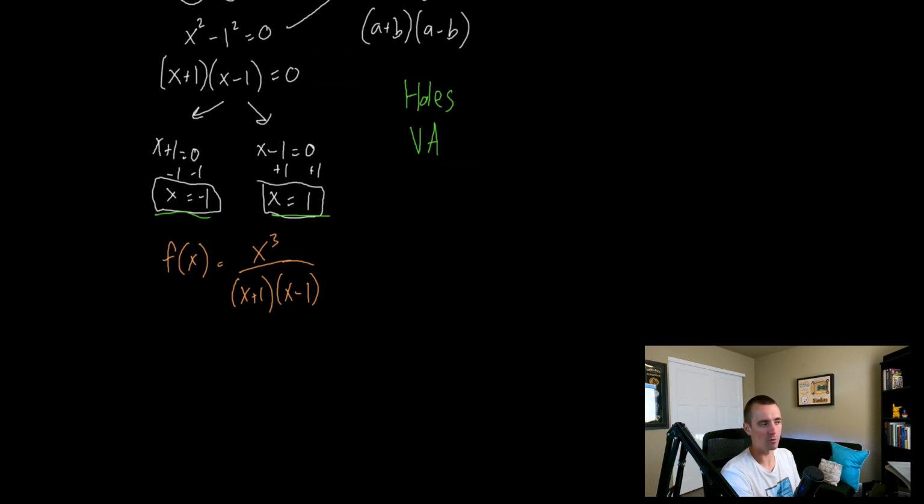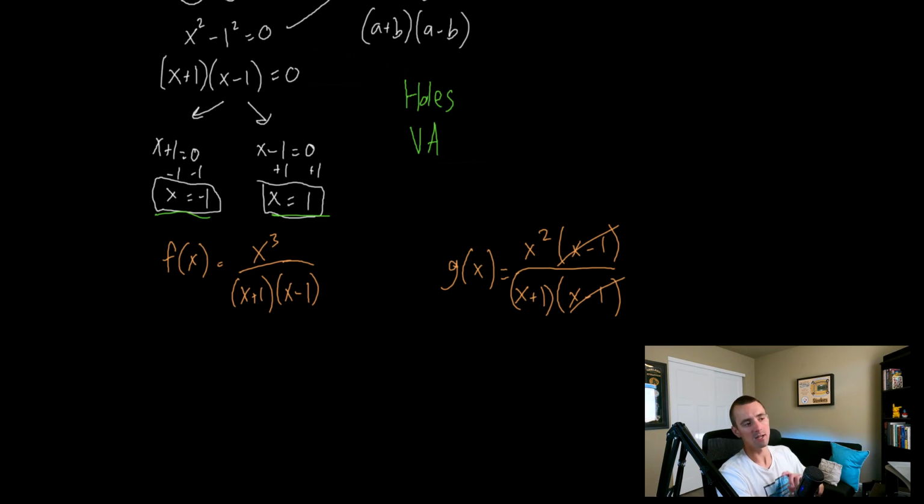Let me give you an example of one that would. Let's say we factored it all out. We had some function g of x. We factored it all out to x squared times x minus 1 over x plus 1 times x minus 1, okay? So in this case, we see that we have an x minus 1 in the numerator and the denominator, and these would cancel out, okay?